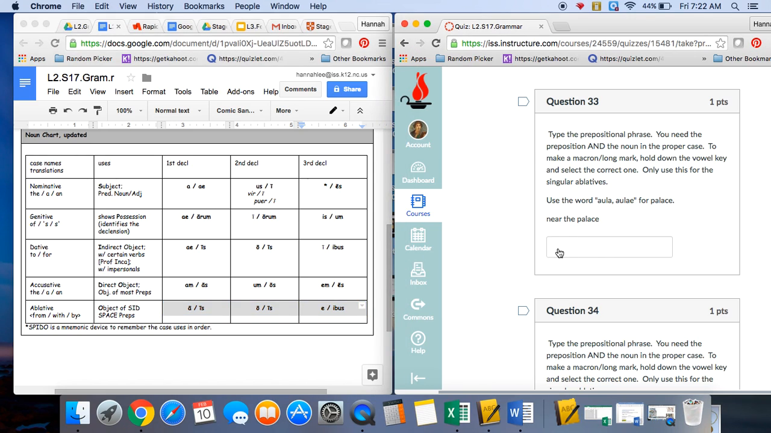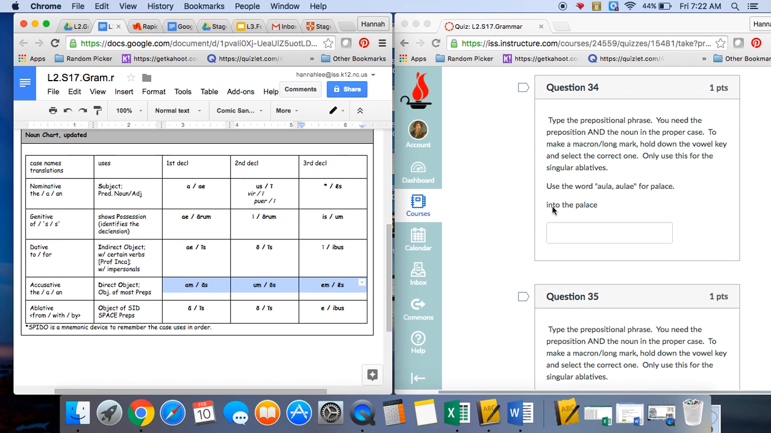The word for near is prope, and then the word for palace starts with A-U-L. You need to add an ending. Does prope take the accusative or the ablative? Prope takes accusative. It is not part of sid space. Okay, and palace is still first declension. It's just one palace, so we need the accusative singular AM.